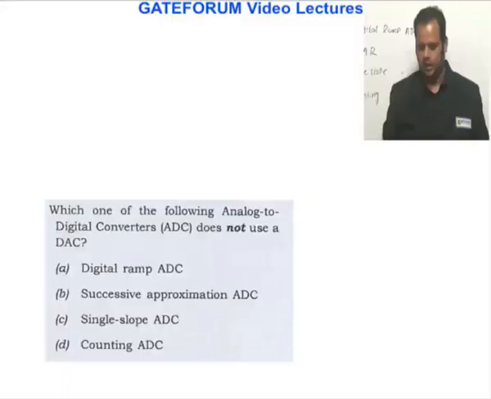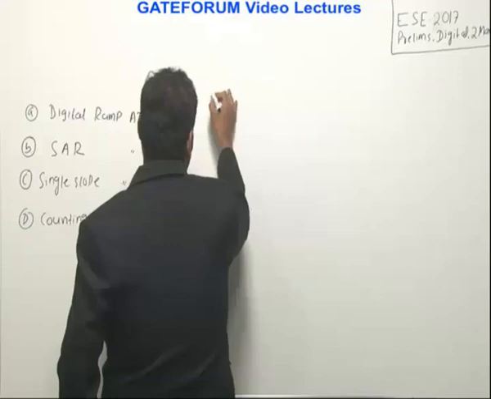Which one of the following analog to digital converters does not use a digital to analog converter? So this is an information based question. To answer this, you should have the block diagrams in your mind, right? If you remember the SAR type converters, how does the SAR type look?